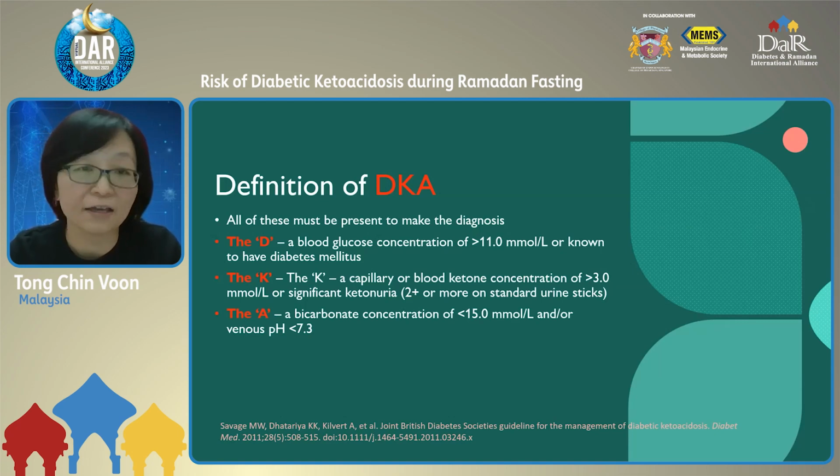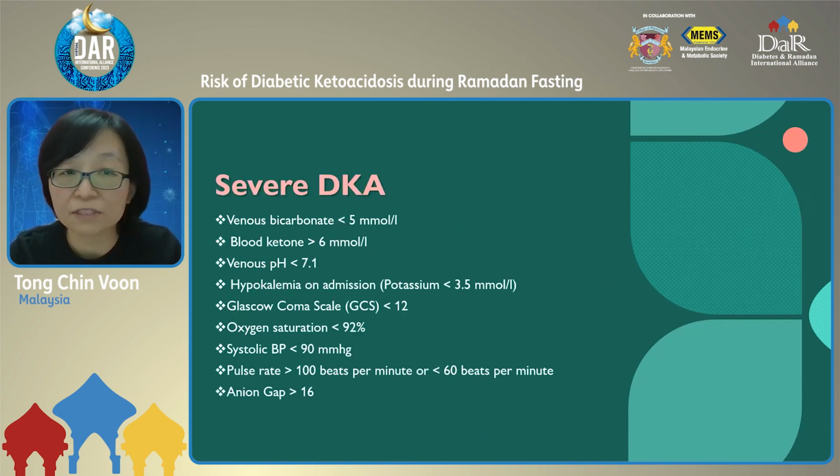So the D in DKA stands for diabetes, whereby you must have a blood glucose of more than 11 millimole per liter, or the patient needs to be known to have diabetes. And the K, you need to have a blood ketone of 3 millimole per liter or more, or a ketonuria of 2+ or more. And finally, the A, or the acidosis, you need to fulfill the criteria of a bicarbonate less than 15 millimole per liter, and/or a venous pH of less than 7.3. And if you have any of these features, the patient is deemed to have severe DKA.